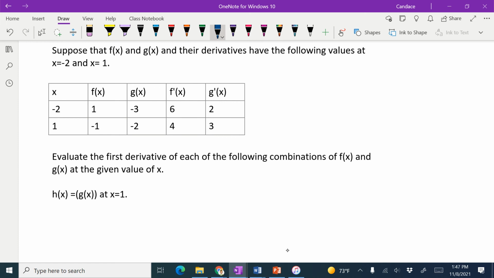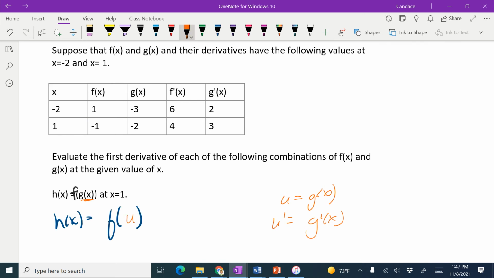So we are going to start by noticing, oops, there's a typo. This should say f of g of x. So we're going to notice that there's an inside function g. So I'm going to start by making that my u and taking its derivative. So u prime equals g prime of x. Then we're going to rewrite the h of x as f of u.